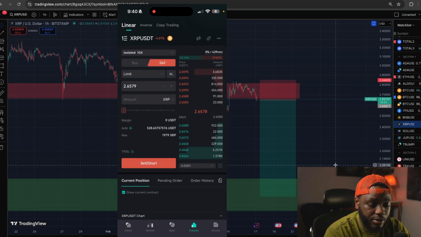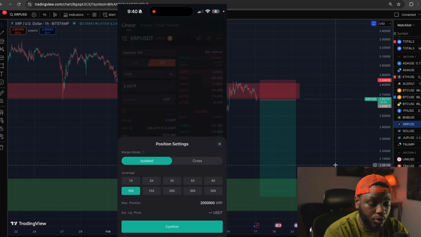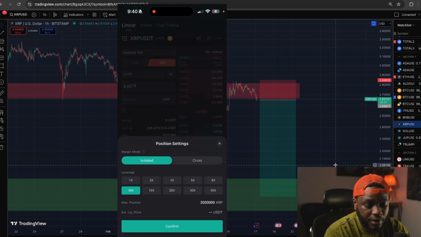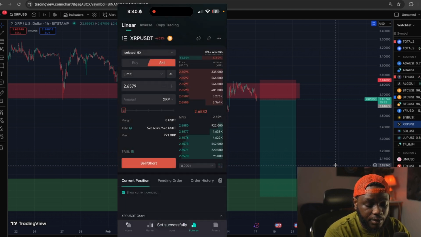After you're on sell, you have to also make sure that you are not on cross margin. You want to stay on isolated margin at all times. So we already plan to use 5x. I'm just going to go to 5x here and click on it to confirm. So this is my leverage, and this is what I'll be trading with.